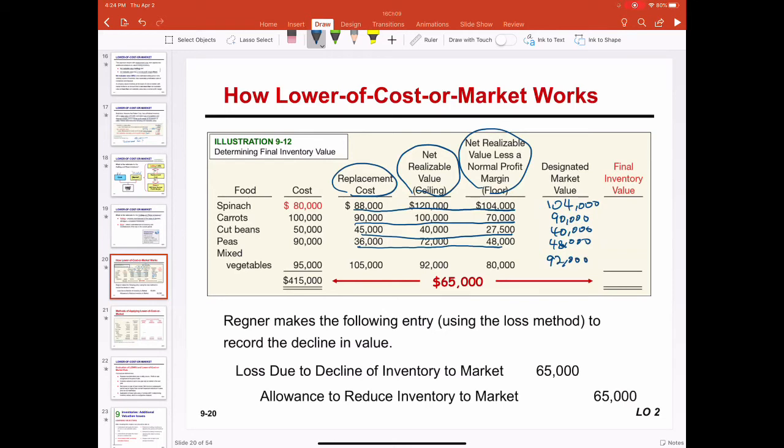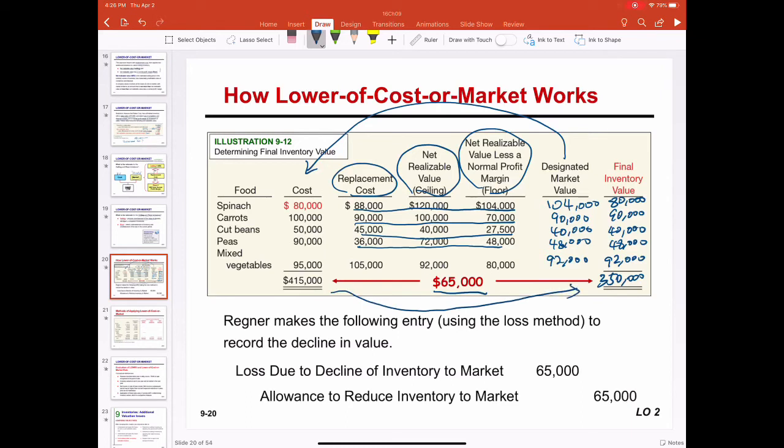So this is the first step. The next is we compare the market value with the book value and pick the lower one. Because 80 is less than 104, we keep using the book value. 90 is less than book value, so we use 90. 40, 48, 92. Finally, we can get the new inventory value. So the final inventory value is 350,000. The difference is 65,000. The value of the inventory will be written down by 65,000.